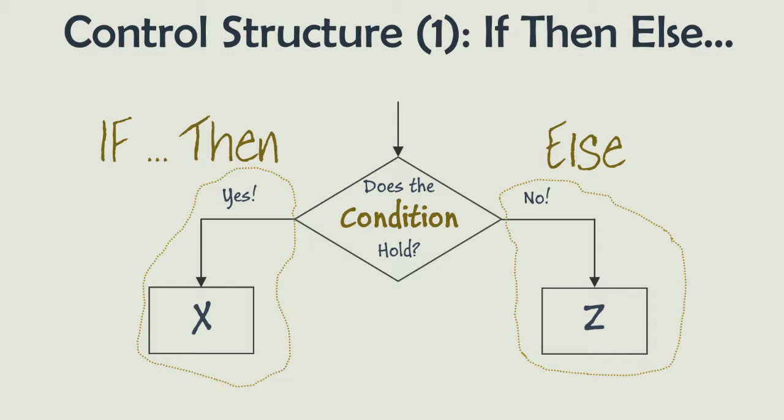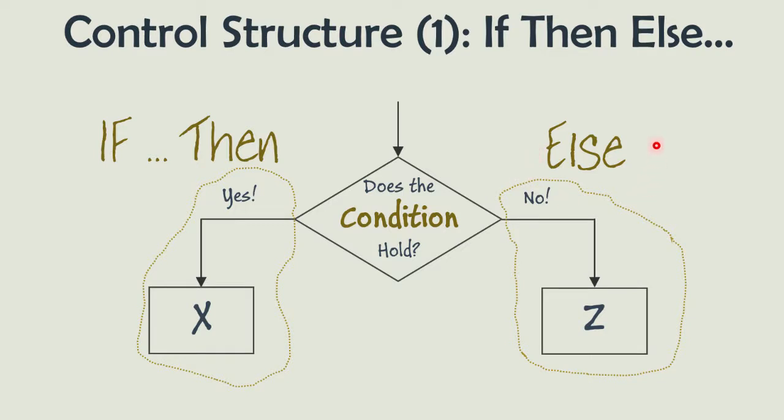So if the condition is holding, meaning that if it is true, in our case, X is going to be executed, and this is the if-then part. Again, we are asking Visual Studio that if the condition holds, do X. On the other hand, if the condition does not hold, meaning that if it is false, do Z. And that is the else part.